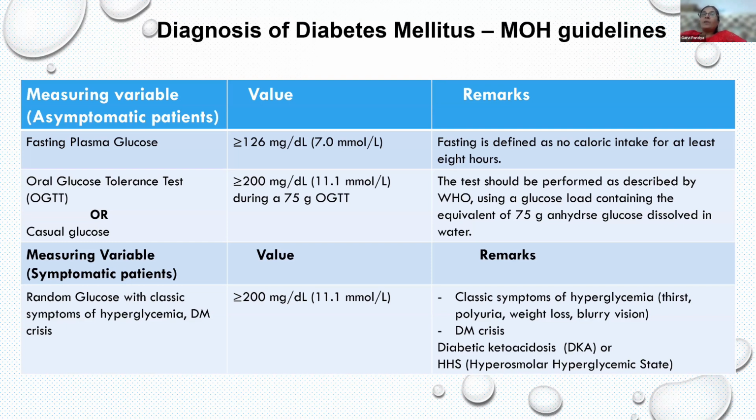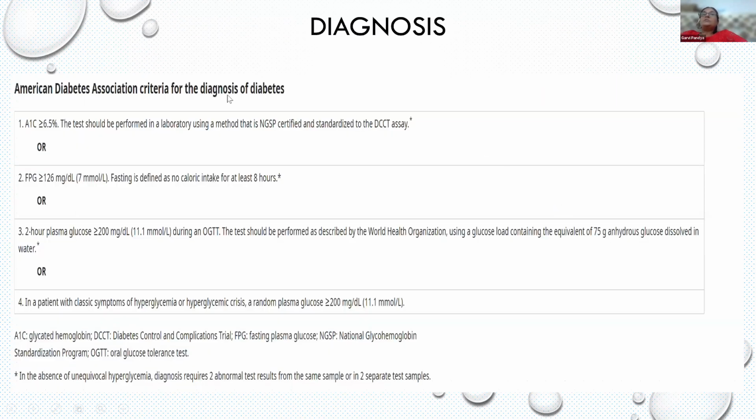except plain water. If the patient is symptomatic, or the patient is having a diabetic crisis, then a single random glucose of 11.1 millimole per liter is confirmatory for diabetes. The common symptoms are thirst, polyuria, weight loss, and blurry vision. And the diabetic crises, we know, are diabetic ketoacidosis and the hyperosmolar hyperglycemic state. So these are the two complications. Once they have one single count, that will determine that they have diabetes. So this is the international guideline.